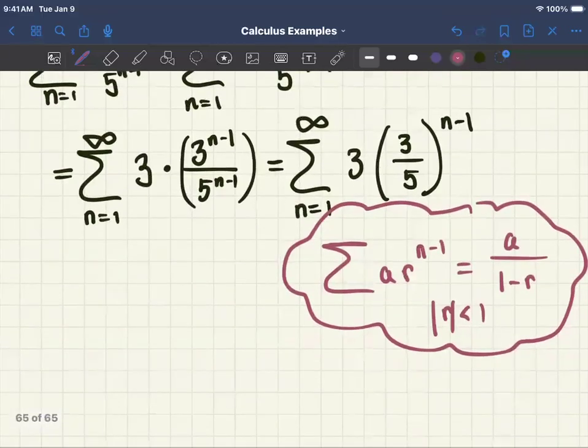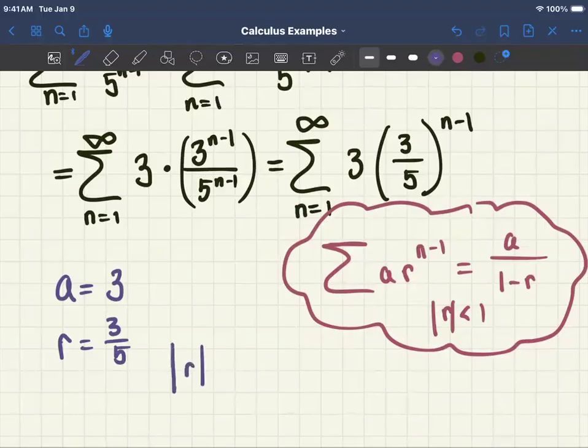All right, so our a value and our r value are the two that we have to pick out here. Our a value is equal to that 3 that we pulled out front, and our r value is 3/5. And you'll notice that if we take the absolute value of r, the absolute value of 3/5, that is definitely less than 1. So it is going to converge.